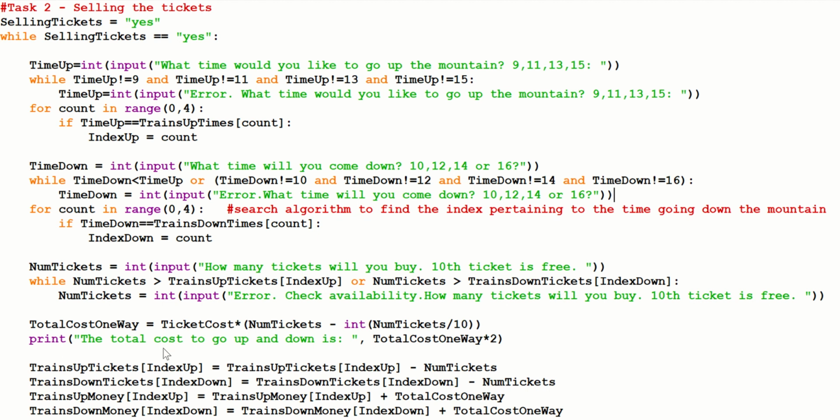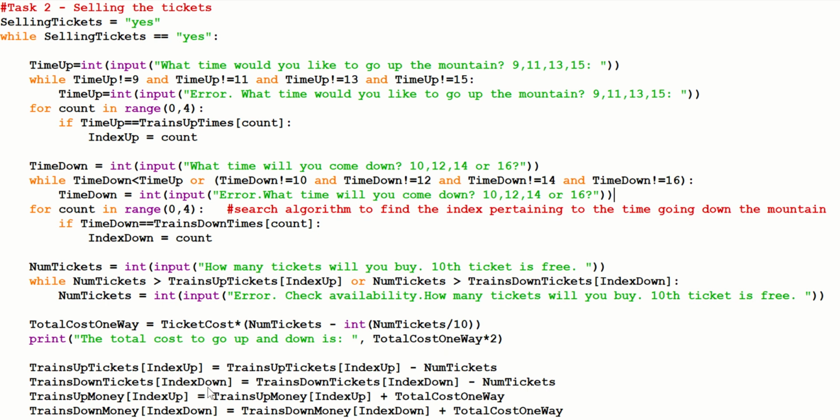So trains up tickets index up, as in the position of the trains up tickets availability, is changed to trains up tickets at that position minus the tickets which have been bought, the number of tickets. And same for down tickets, which is down tickets minus number of tickets bought.